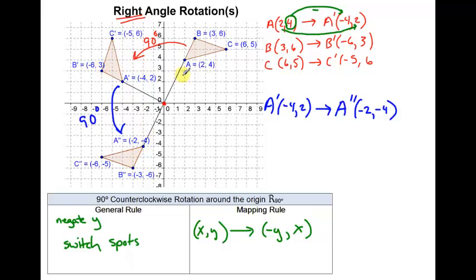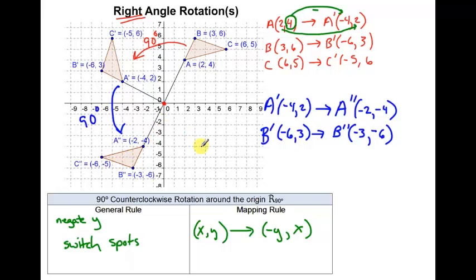Okay, one more example with B, or B prime I should say. B prime was at negative 6, 3, right over here in quadrant 2, and it's rotated down into quadrant 3. Let's see if our rule applies here. So I'm going to take my y coordinate, I'm going to move it to the front, that negates it. I'm going to take my negative 6 and move it to the back position for B double prime. Same works for C prime.